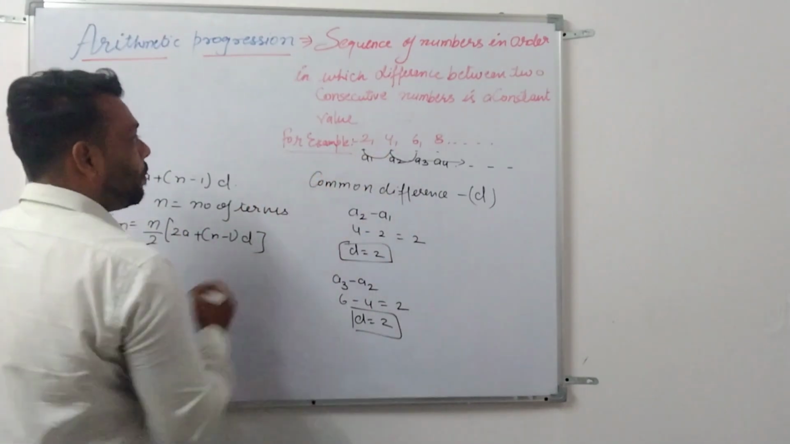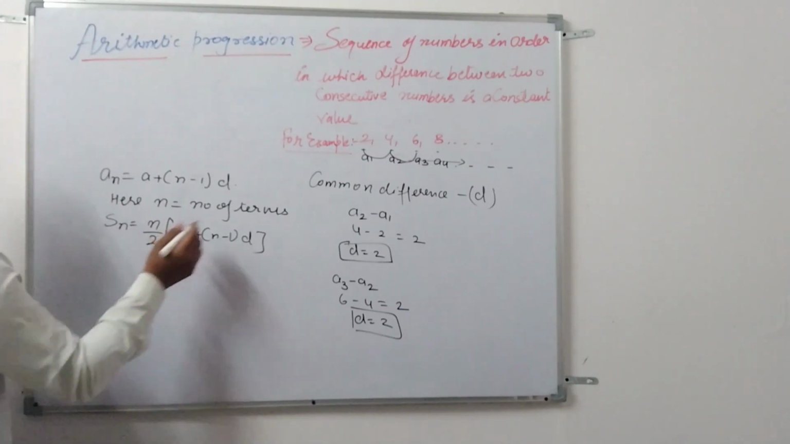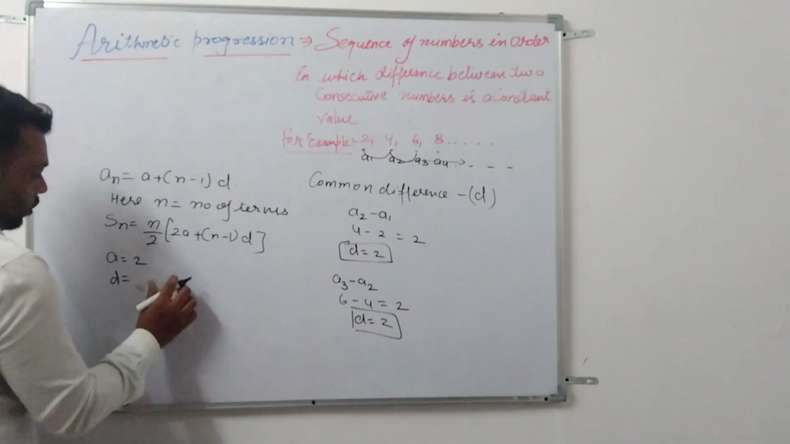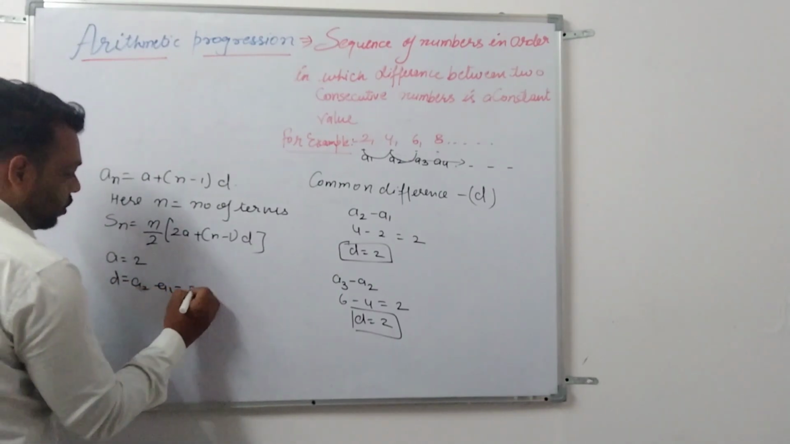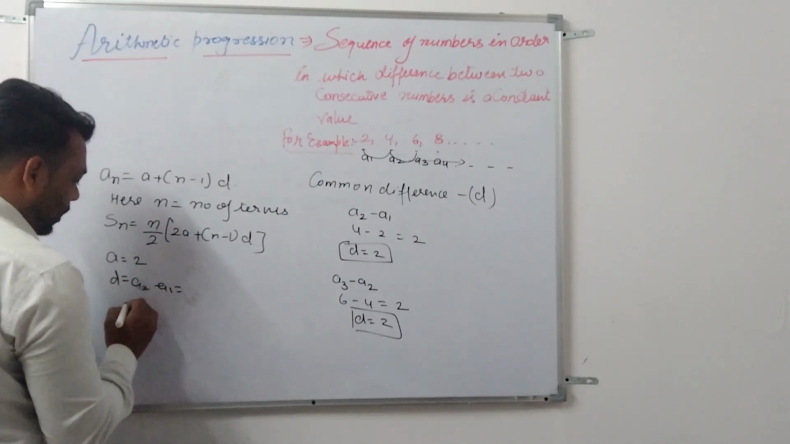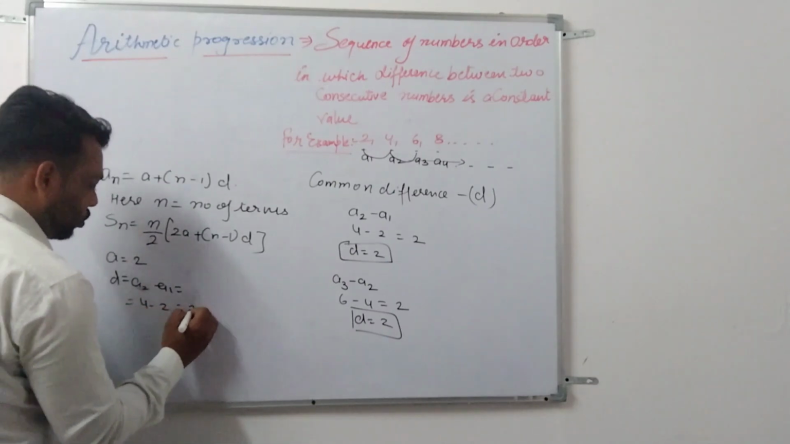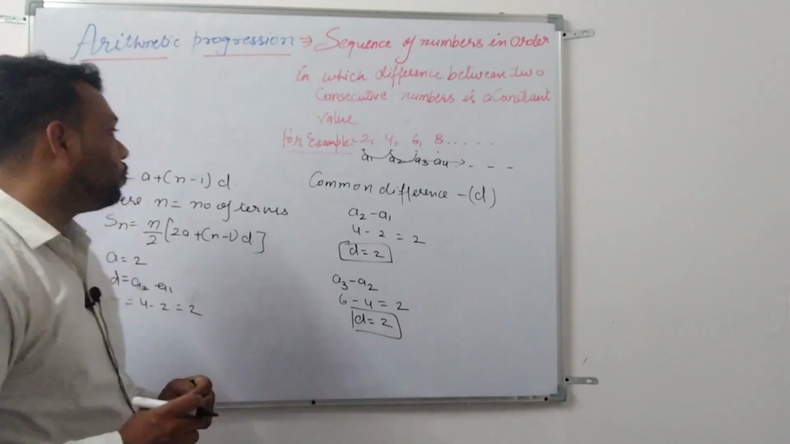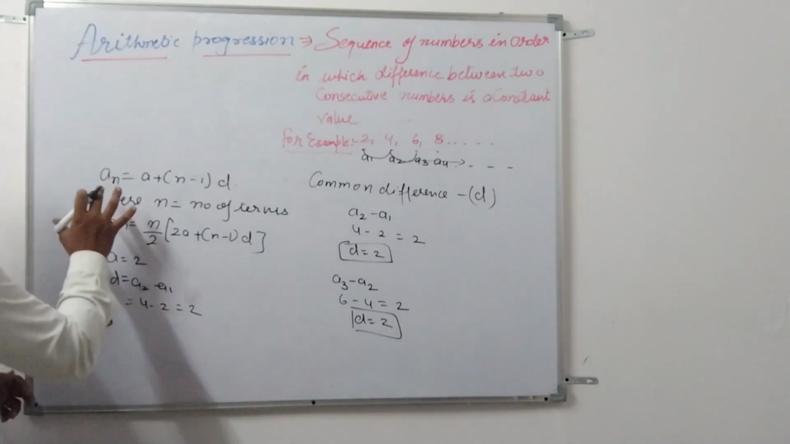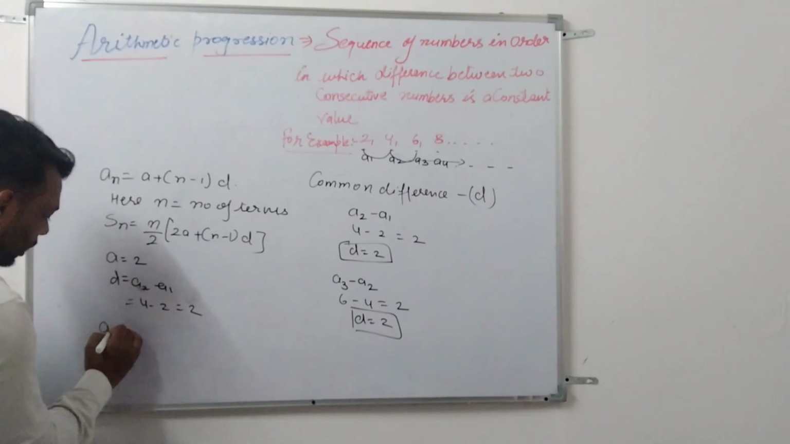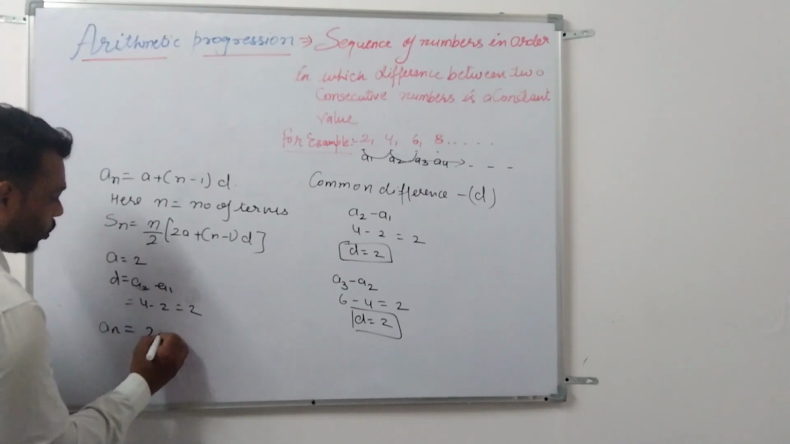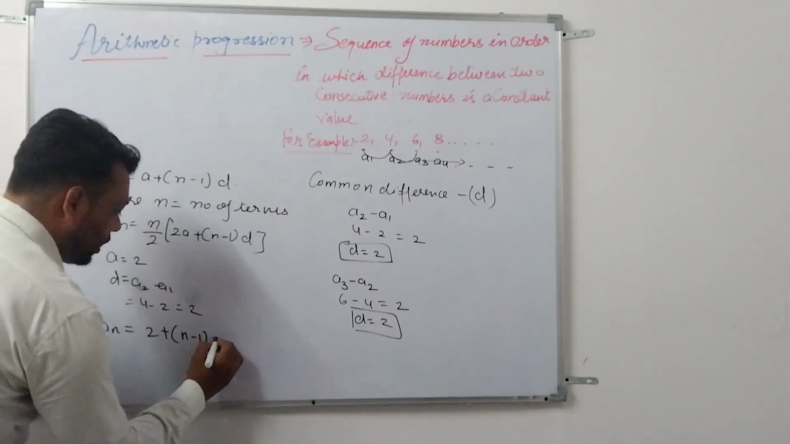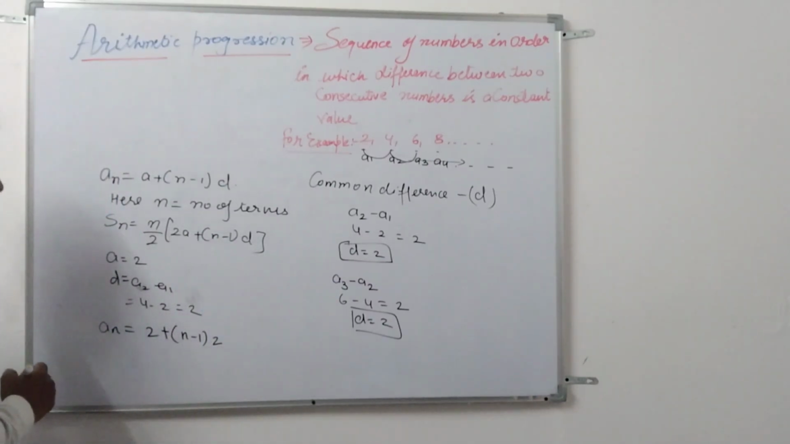Let us take the same example and find it. We are taking A equals 2 and D equals A2 minus A1, that is 4 minus 2, equals 2. So here we have found the common difference, that is 2. Now we will put in the formula values. So An equals 2 plus (n minus 1) times D, where D is the common difference.